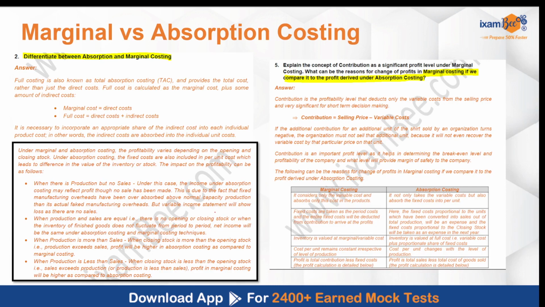Next question related to marginal versus absorption costing. Actually, this is an important topic which was also felt by iExamB and covered in different formats 2 times in the mock test. One as a direct question, differentiate between absorption and marginal costing, and second as a part of a larger costing question, and a detailed discussion was done also in the class given the importance of this topic.